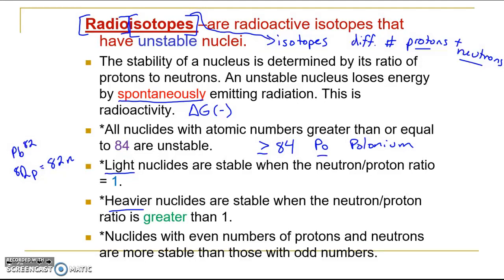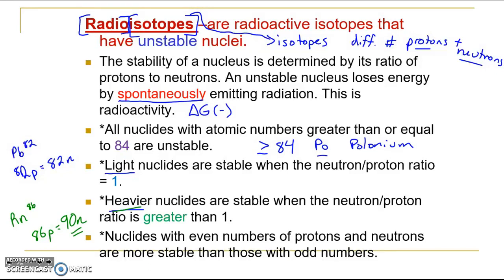Now, let's talk about heavier nuclides. Heavier nuclides are stable when the neutron-proton ratio is greater than 1. So, for instance, let's look at radon, Rn. That's element number 86. It is greater than 84. We know that it has 86 protons. So to be stable, it has to have a ratio greater than 1 of neutrons. So it's going to have maybe 90 neutrons.